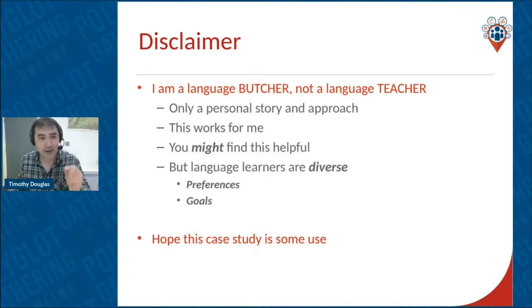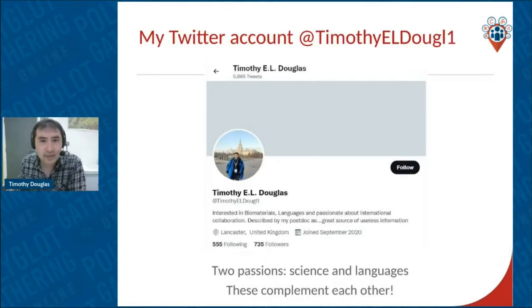I hope that you find some of this useful, but I also realize language learners, one of the things I've learned on Twitter is language learners are so diverse. They have so many different preferences and so many different objectives, what they want to do with their language. And what inspires me is there are so many different people out there on Twitter, learning languages with different strategies, but they all have success with them. So I hope that what I'm going to tell you now will be of some use to you in your own language learning.